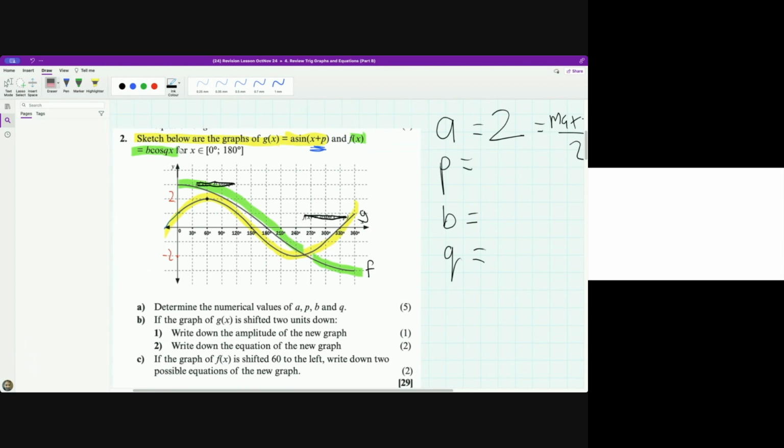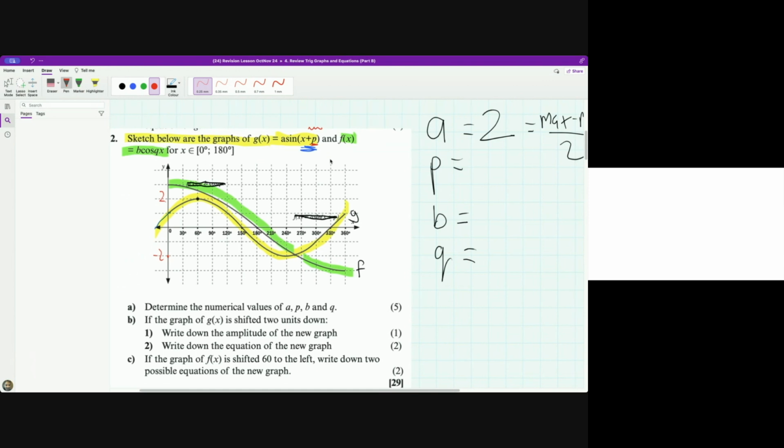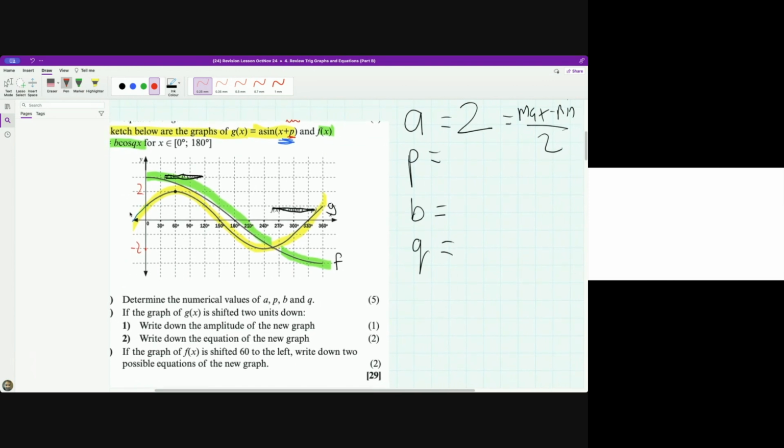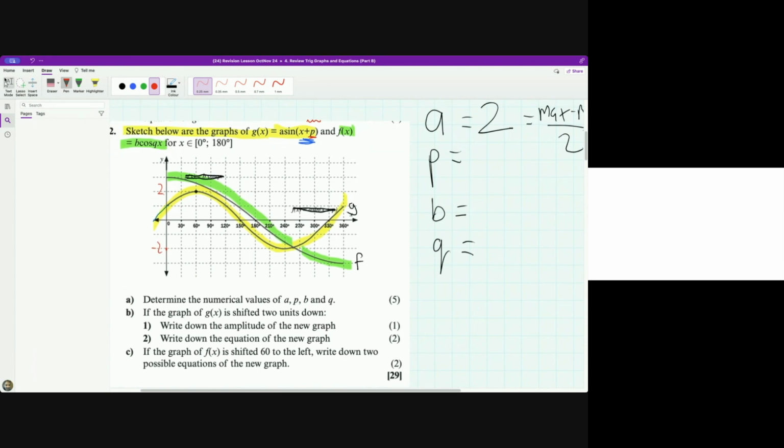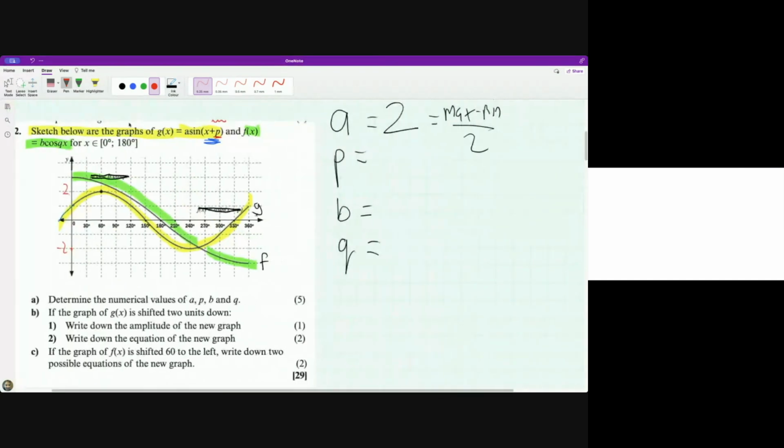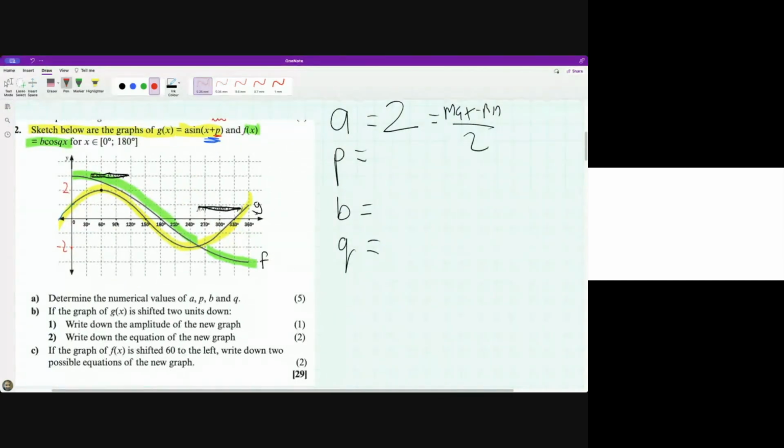Okay, now what is the horizontal shift going to be? There's P, and this is a horizontal shift. How much has the graph shifted? And then we can decide if it's a positive or negative. Anyone have any ideas? How much has the graph shifted? And what would I look at? It's shifted 30 degrees, yes, because I know normally it would go through 180, and instead it's gone through 150. So that makes me think it's gone 30 to the left.